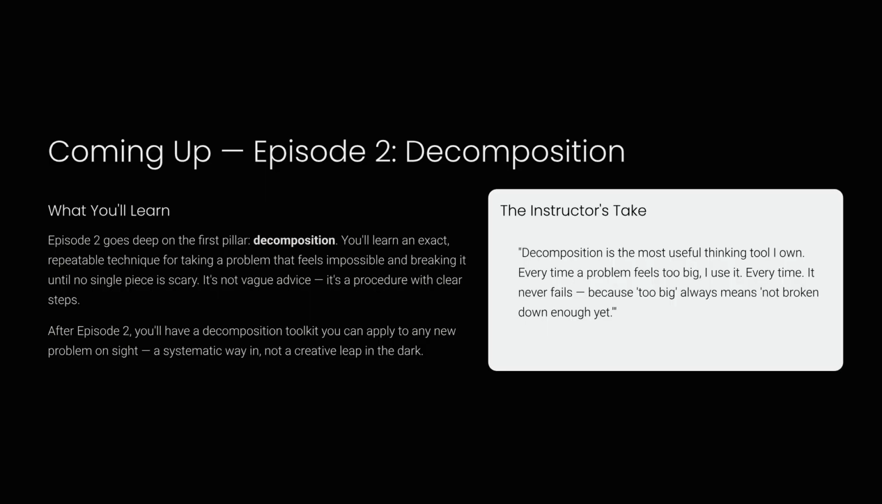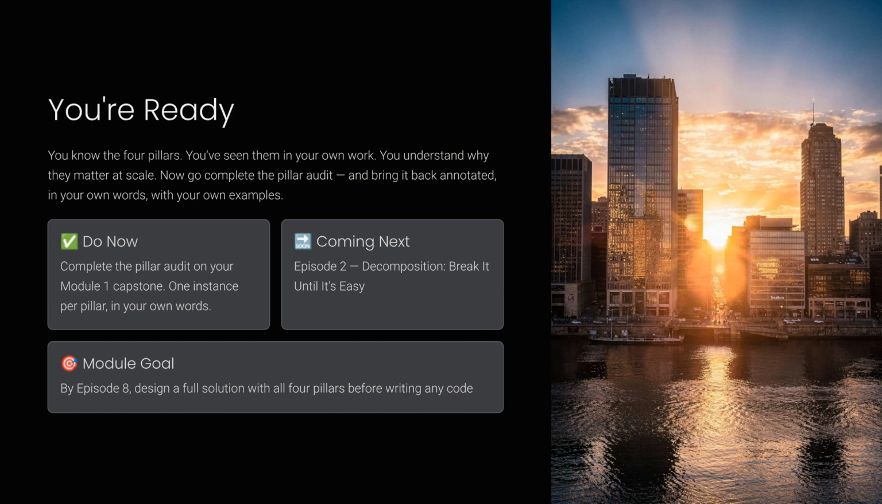Coming up in Episode 2, we tackle decomposition. You will learn a repeatable, systematic technique for breaking down impossible problems until they become manageable, moving past the guesswork. You are ready. To proceed, complete the pillar audit on your Module 1 capstone. Document each pillar in your own words, and get ready for Episode 2 as we begin our goal of full system design.